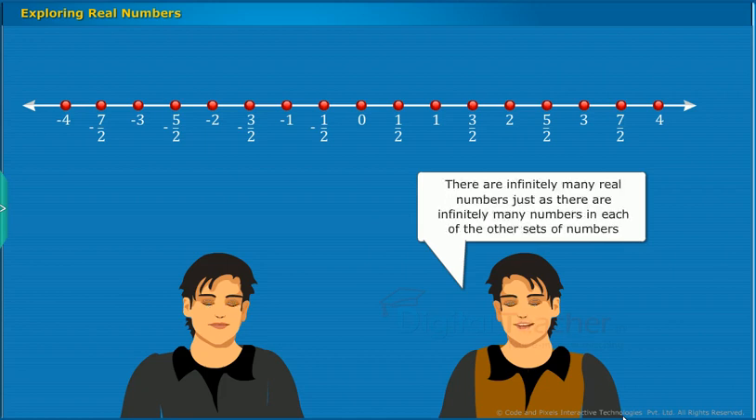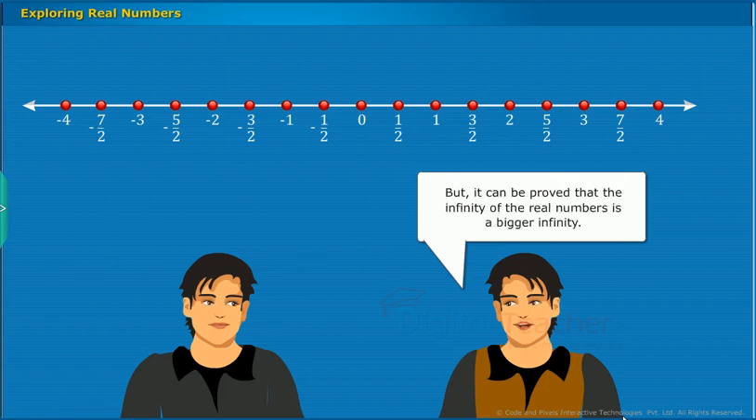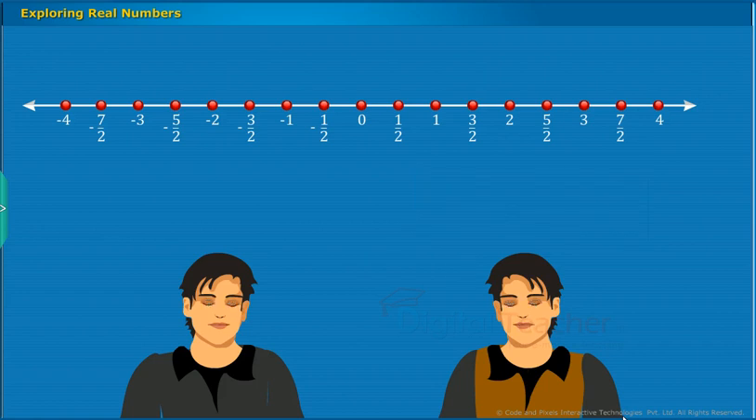There are infinitely many real numbers, just as there are infinitely many numbers in each of the other sets of numbers. But it can be proved that the infinity of the real numbers is the bigger infinity. Raju: Thanks, Rajesh, for explaining the topic.